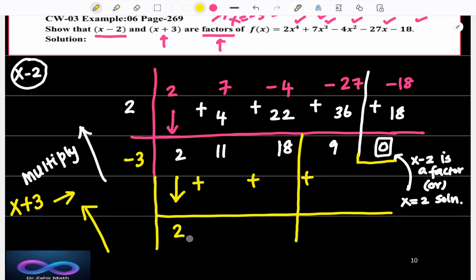Okay? Right. 2 times negative 3 is what? Negative 6. 11 minus 6 is what? 5. 5 times negative 3 is what? Minus 15. 18 minus 15 is what? 3. 3 times negative 3 is what? Negative 9. So wow, 0.